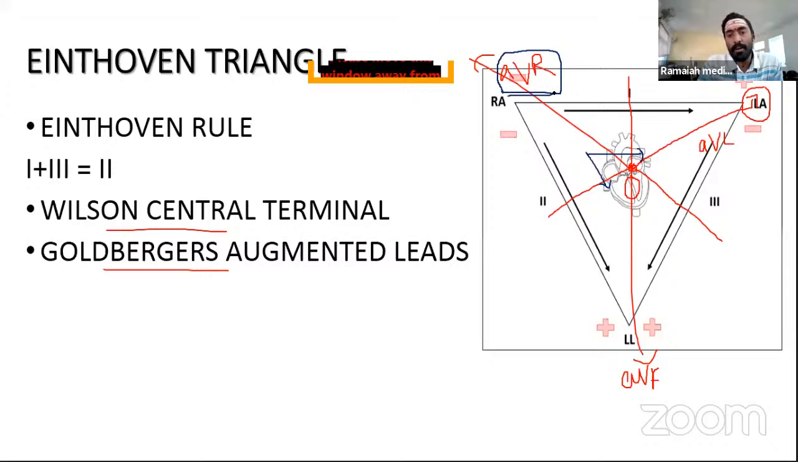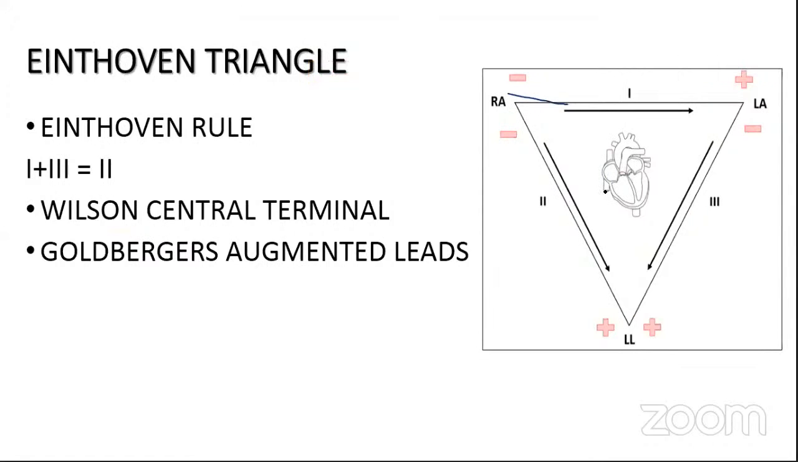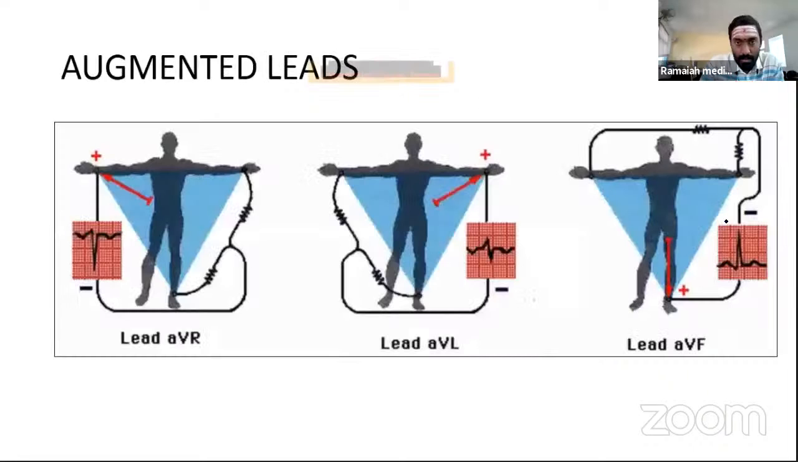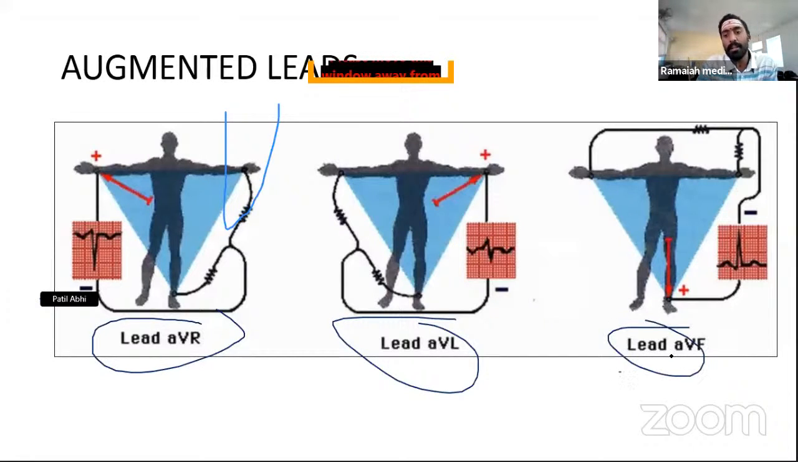So this is the importance of understanding this entire Einthoven's triangle. Any activity that is moving in this direction will always be positive and this would be negative. The very basic reason why we should know all this is because we have to imagine the heart in 360 degrees. Once we finish with lead 1, 2 and 3, this was the augmented lead. So we see the electrical activity in AVR, in AVL and in AVF.